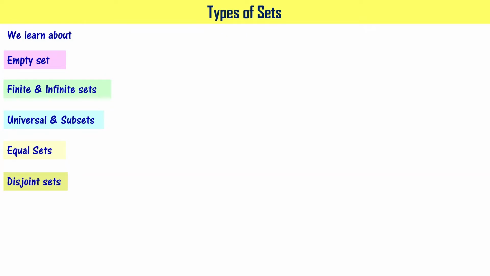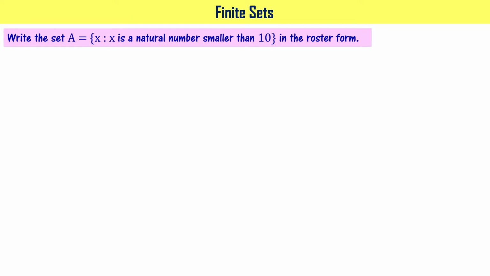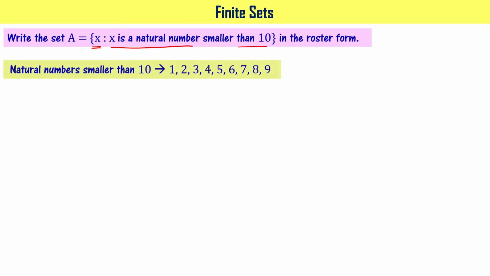Now let us look at finite and infinite sets. The set definition for A is given in set builder form, which says that it is a set of elements x such that x is a natural number smaller than 10. Right? What are the natural numbers? 1, 2, 3, 4, 5, 6, 7, 8, 9, 10, 11, 12 and so on, right?